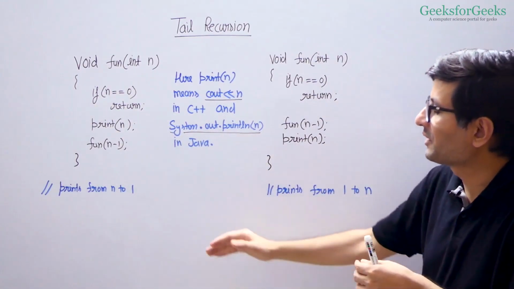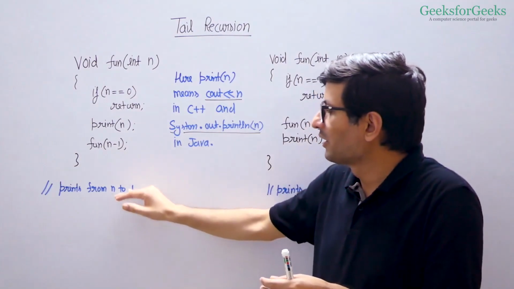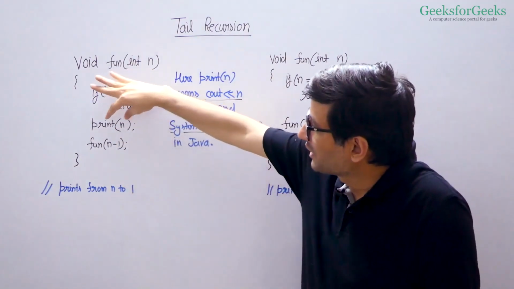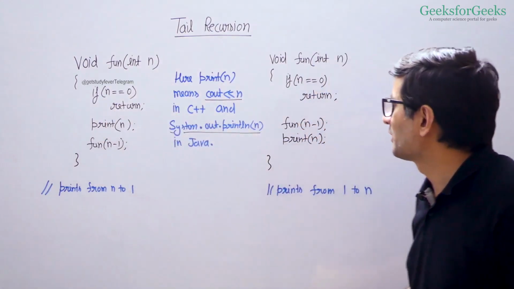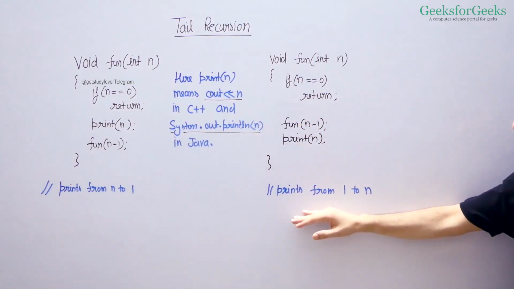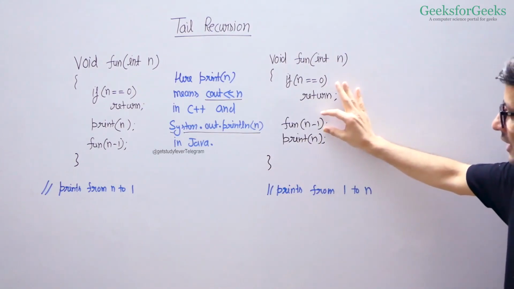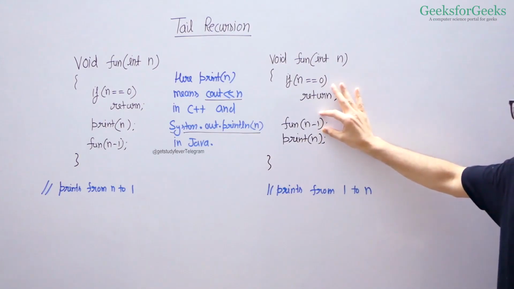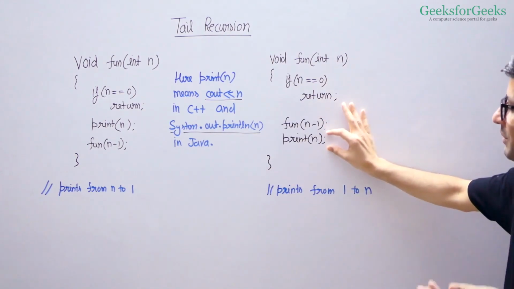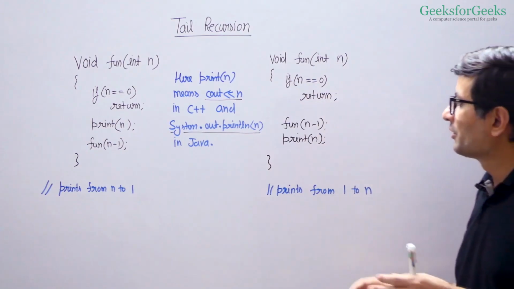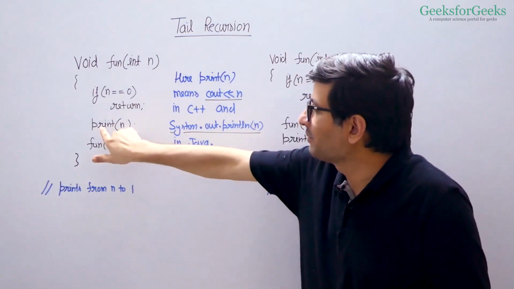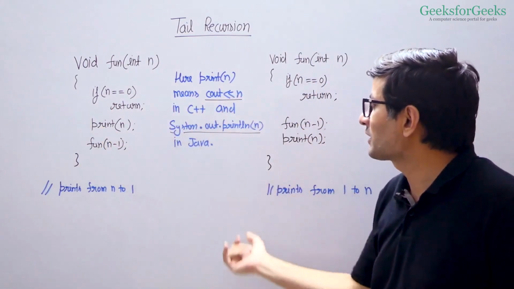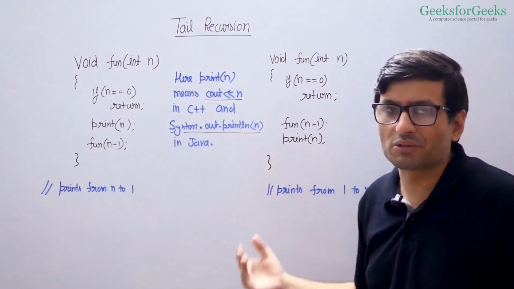This function prints numbers from n to 1. It first prints the nth number, then recursively calls for n minus 1 numbers. This function prints numbers from 1 to n. It first prints n minus 1 numbers using recursive calls 1 to n minus 1 and then prints the nth number. These functions are written in some pseudocode where println means cout n in C++ and System.out.println in Java.